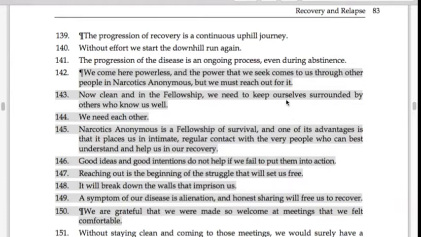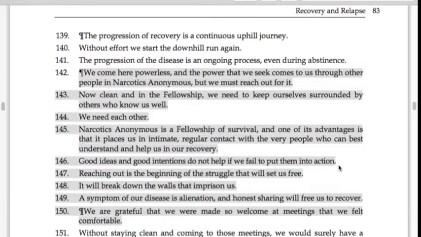We come here powerless, and the power that comes to other people in Narcotics Anonymous, but we must reach out for it. 143, now clean and in the fellowship, we need to keep ourselves surrounded by others who know us well. 144, we need each other. 145, Narcotics Anonymous is a fellowship of survival, and one of its advantages is that it places us in intimate, regular contact with the very people who can best understand and help us in our recovery.